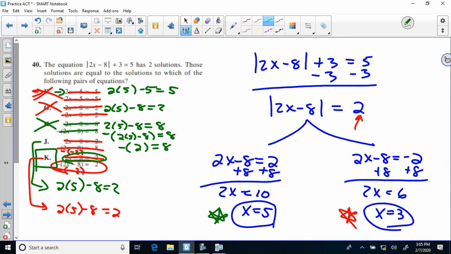Had I chosen 3 first, 3 only worked in one of them, and I would have immediately known it was K. But I chose 5 first, so it made my problem long. Sorry. But that's how you do it. Ready for 41?